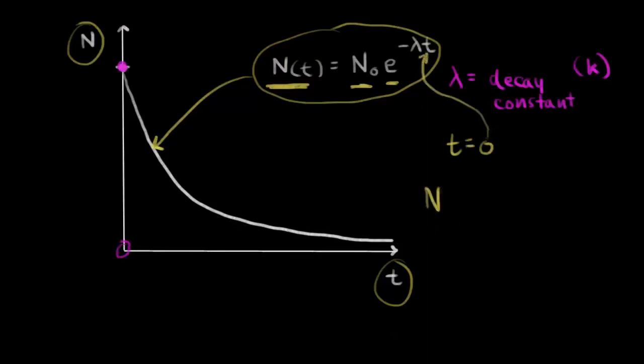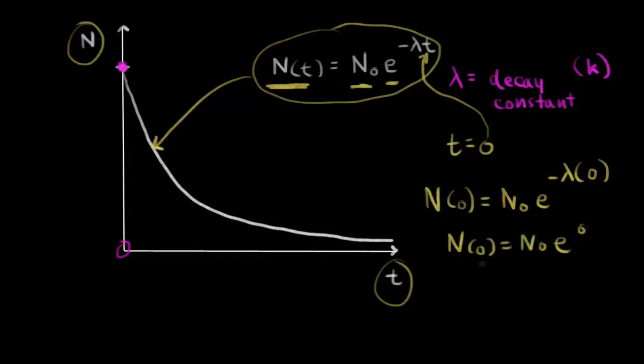So this would be the number of radioactive nuclei when time is equal to 0, which is equal to N naught times e to the negative lambda times t, which is 0. So that is equal to N naught times e to the 0. e to the 0 is 1. So the number of radioactive nuclei at time equal to 0 is equal to N naught. So this represents N naught, the initial number of radioactive nuclei on our graph.